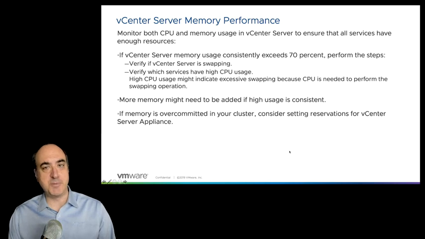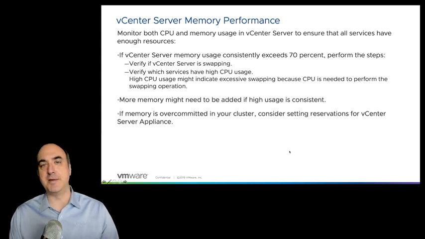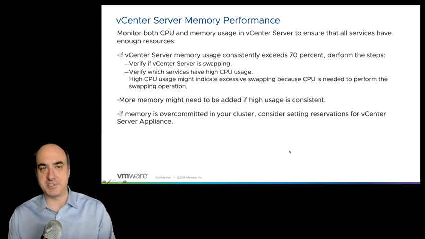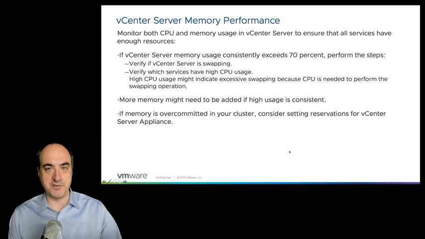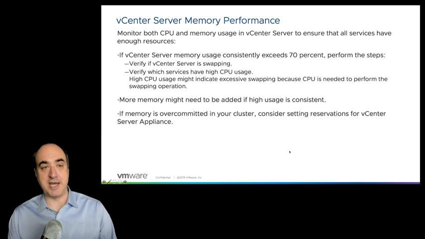Now, when it comes to memory performance, it is kind of similar. You might find that memory will spike over 70% from time to time, but what you don't want is to be sustained at 70% constantly. Check to see, is the vCenter server swapping? Because if it's paging its memory, that's a sure sign that it is insufficiently configured for memory. You're obviously going to need to think about giving the vCenter VM more memory. But verify which services have high CPU usage as well, because high CPU usage might indicate excessive swapping due to restrictions in memory. So more memory might need to be added to mitigate this issue.